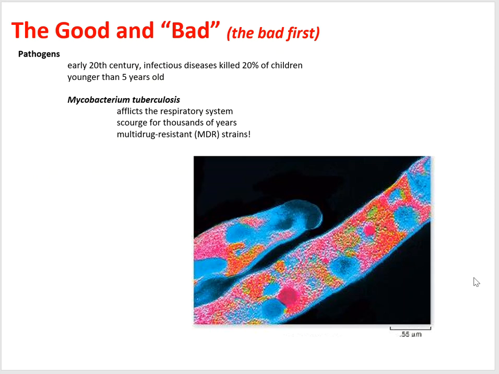Those are the pathogens. In the early 20th century, bacterial infections killed about a fifth of children. We didn't know where they were coming from, right? Because we didn't have microscopes, especially kids younger than 5. One of the big ones was tuberculosis. There's a picture of it down below. It affects the respiratory system, and for thousands of years, it was a scourge, wasn't it? Wiped out huge, massive amounts of people. It's one that's spread from human to human, and it's very easily spread in concentrated conditions.